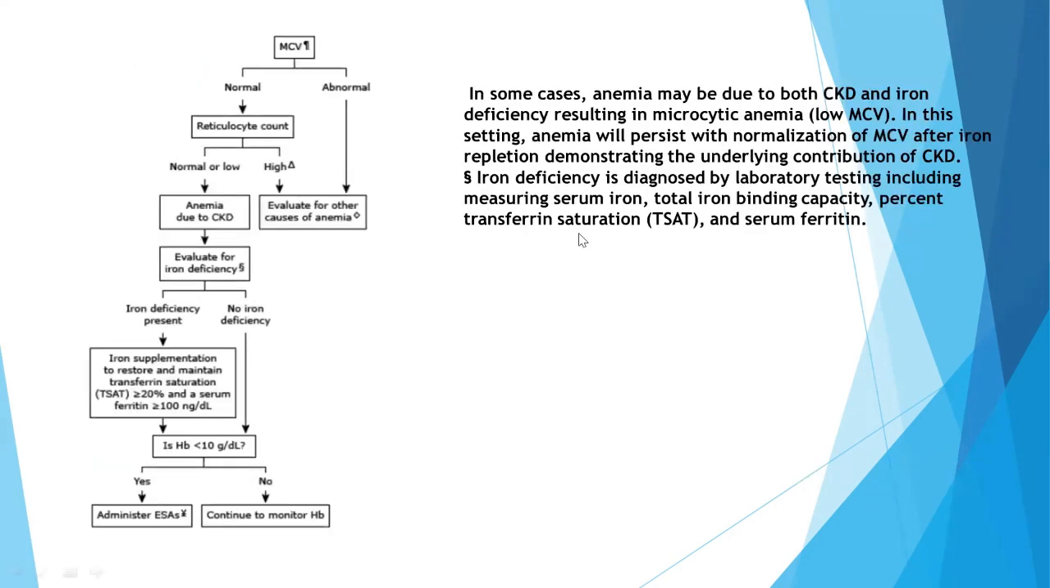So how do we approach a case of anemia in CKD patients? We measure the MCV. If the MCV is normal, we go for the reticulocyte count. If the reticulocyte count is normal or low, we label it as anemia due to chronic kidney disease, and we evaluate for iron deficiency. If iron deficiency is present, we go for iron supplementation. What if there is no iron deficiency, like in our patient? We go for checking the hemoglobin. If the hemoglobin is less than 10, we administer synthetic or external erythropoietin hormone. Like in our patient, it was 9.5, so we have to administer erythropoietin in that patient.